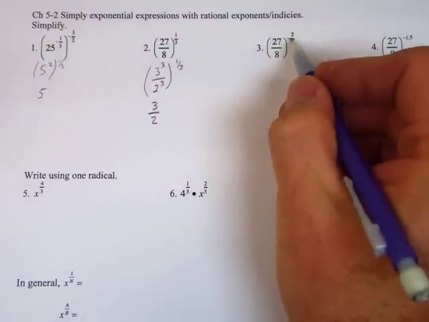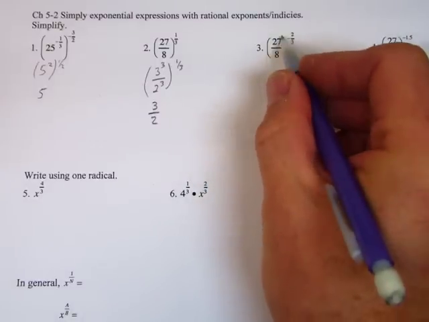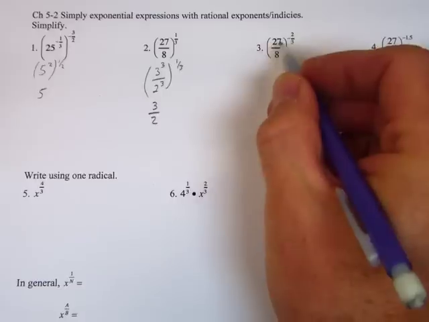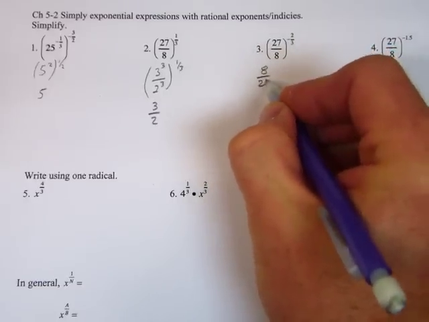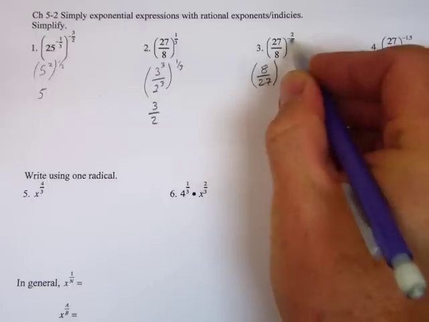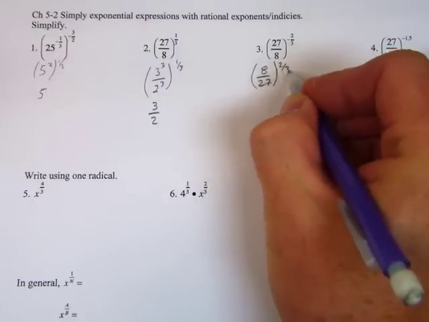This one's a little harder since it has a negative sign in it. But remember what that negative means. We're going to flip what's being raised to the power, so we can have it as 8 over 27. And then we change this negative to a positive, so it's to the 2/3.